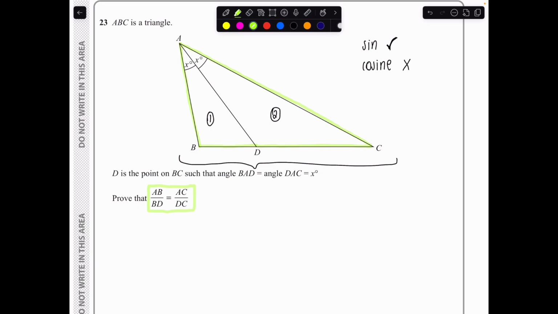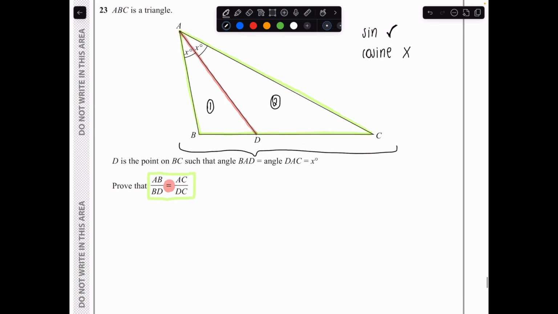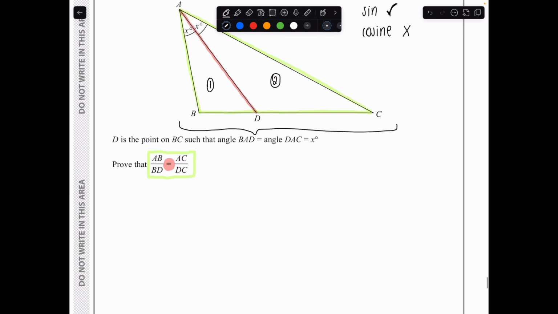Now, the main reason why that helps us is because when it comes to these two smaller triangles, we have one side in common. So that lets us get this equal sign. But let's see that in action. Let's see how we can actually go about answering this question. So let's first have a look at triangle number 1, which we've labeled. So we've got an angle x here.